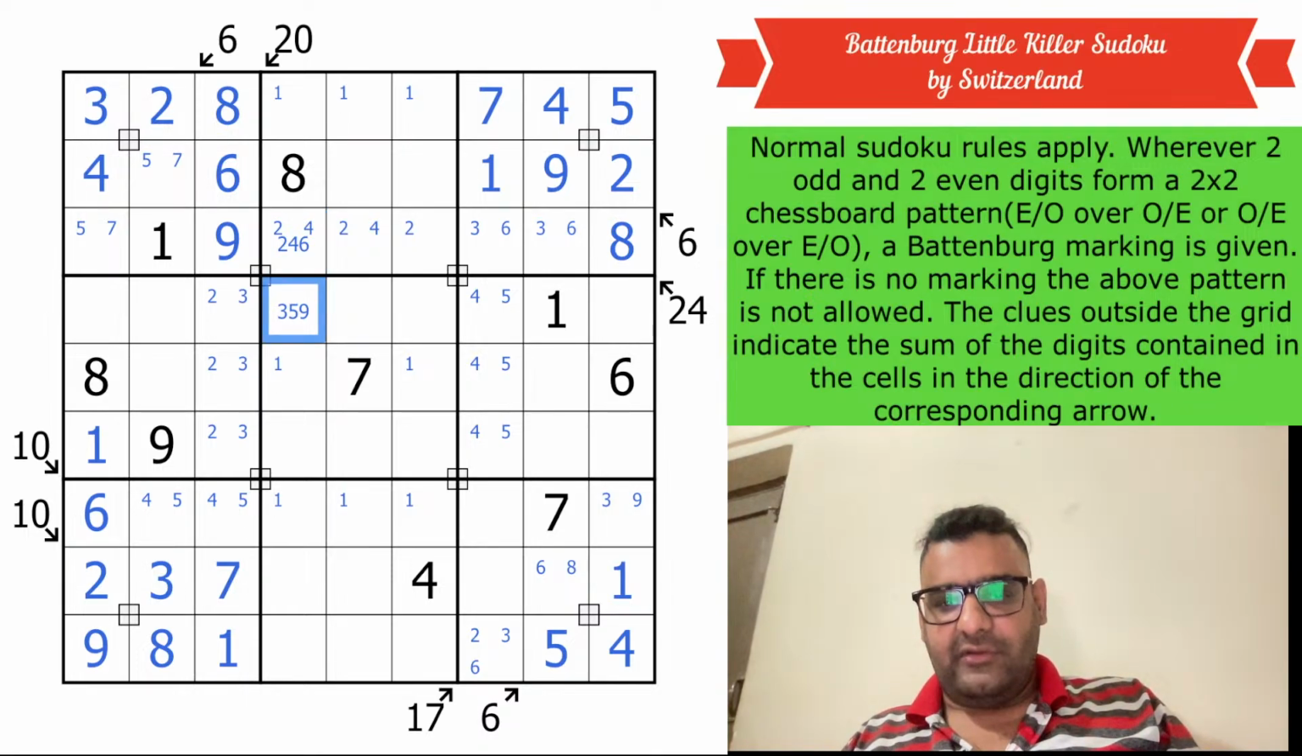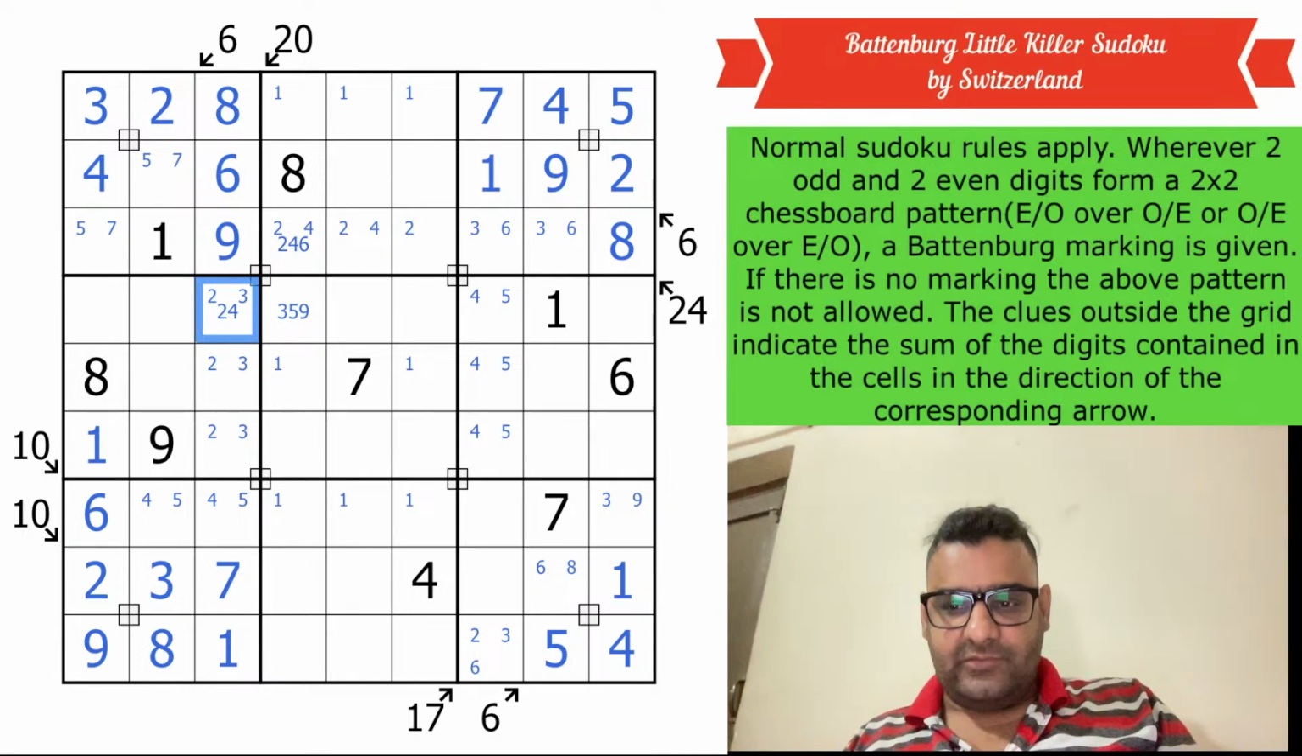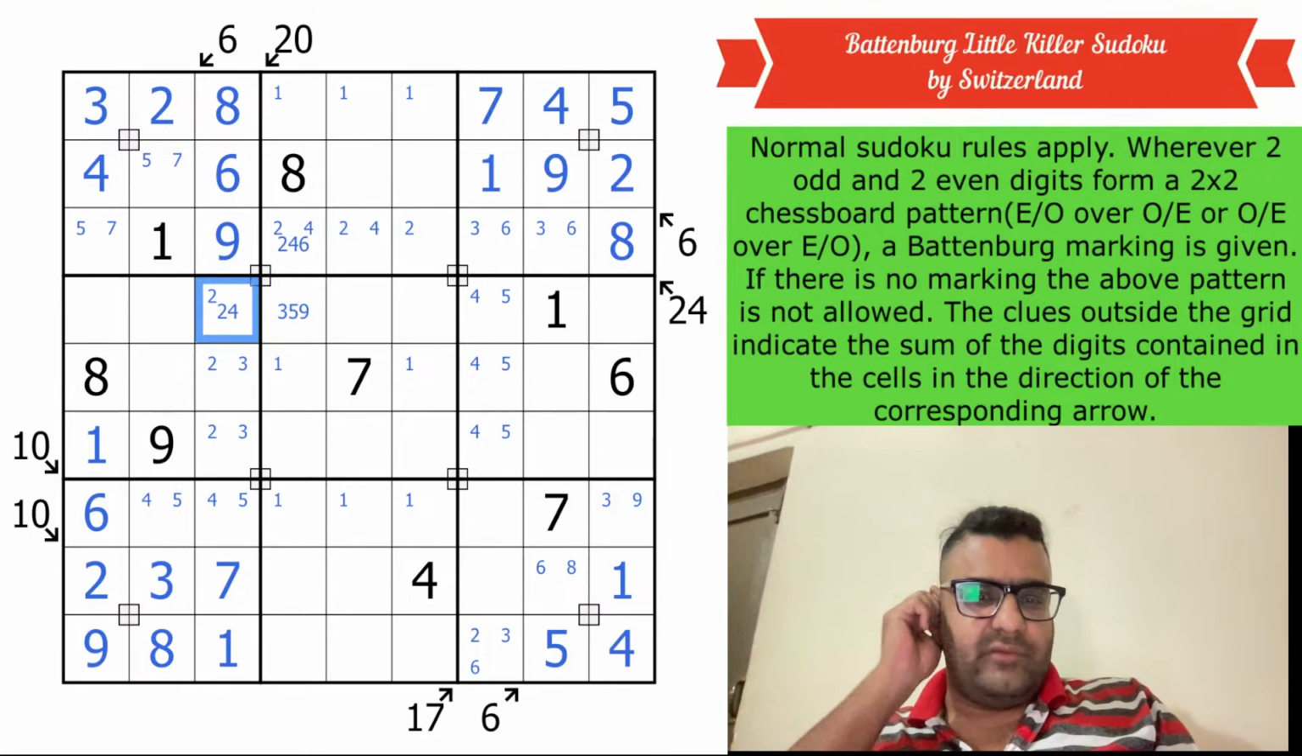This minus 3, 5, 1, 9. How many numbers can I get here? Can I get a 2? Yes. Can I get a 4? Yes. I cannot get 6. I cannot get 8. So this number is going to be 4. So it means 3 is not there. 3 is in one of these. 2 can be in one of these.